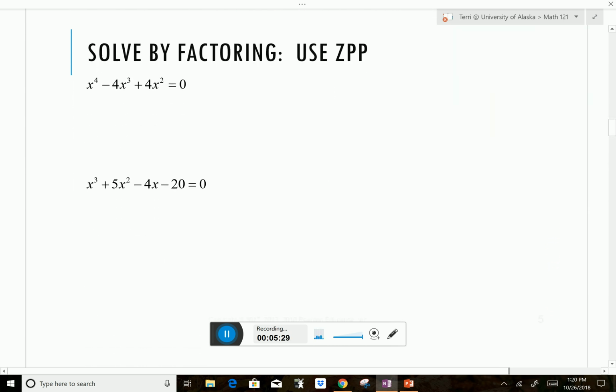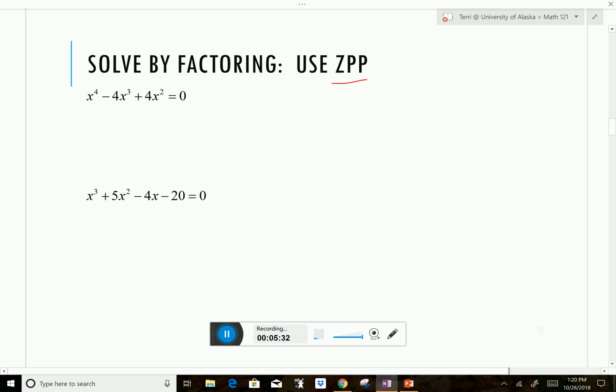Okay, so let's solve by factoring using, remember the zippy, the zero product property. So, let's look at this. Remember when we factor, the first thing that we do is, can we take something out of everything?